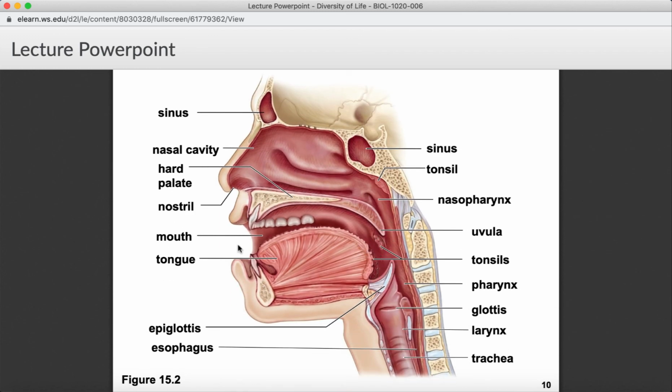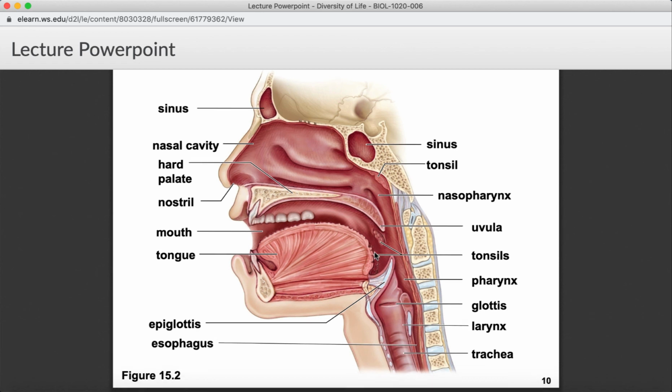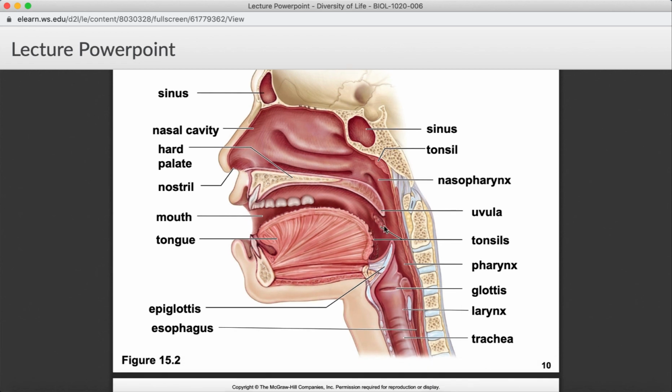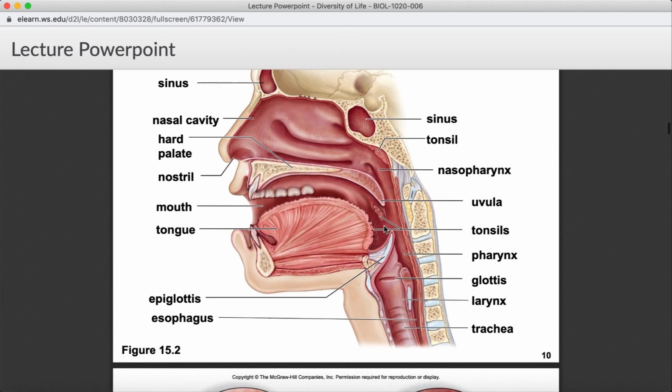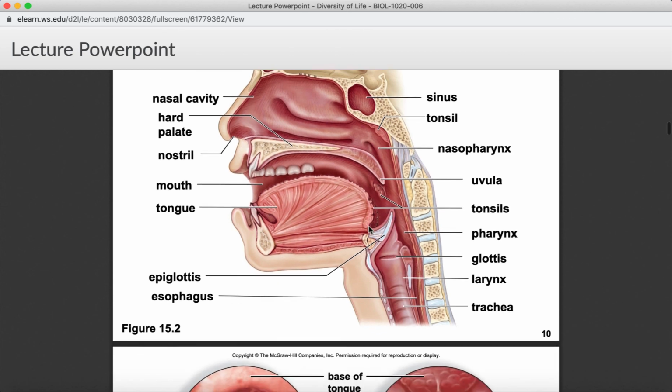Basically everything that enters through here gets run by your tonsils first, and as you know, they are lymphatic tissue. They've got a lot of cells in there for dealing with and recognizing antigens and invaders, so it kind of gives your immune system a head start.